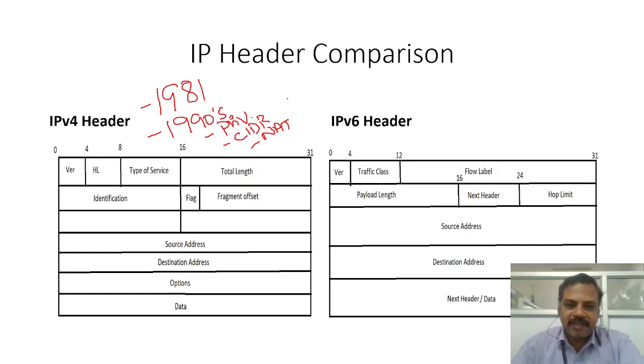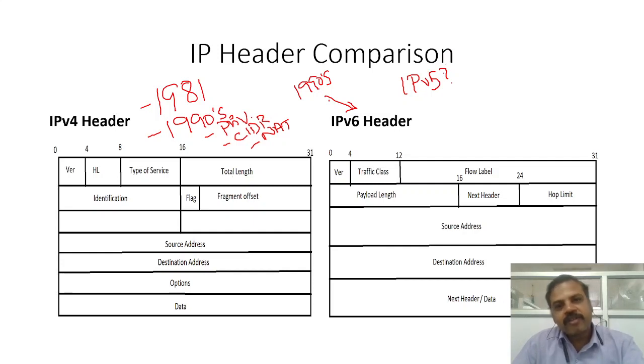So by the mid-1990s, they started designing a new IP header called IPv6. But before IPv6, they had IPv5, which had very limited applications. They tested IPv5 specifically for audio, video, and real-time communication, but it was not a successful one. So they went for the next version, IPv6. Let's look at the packet structure.